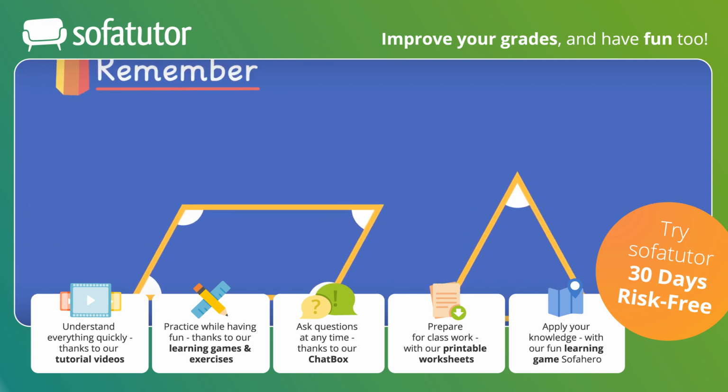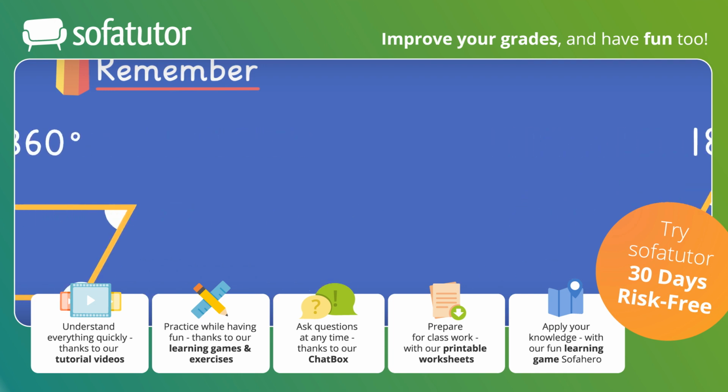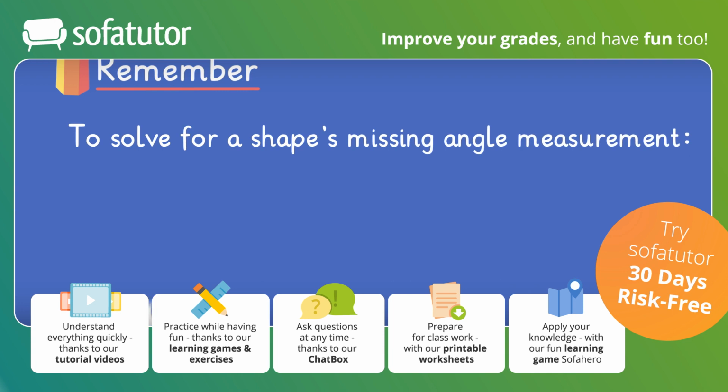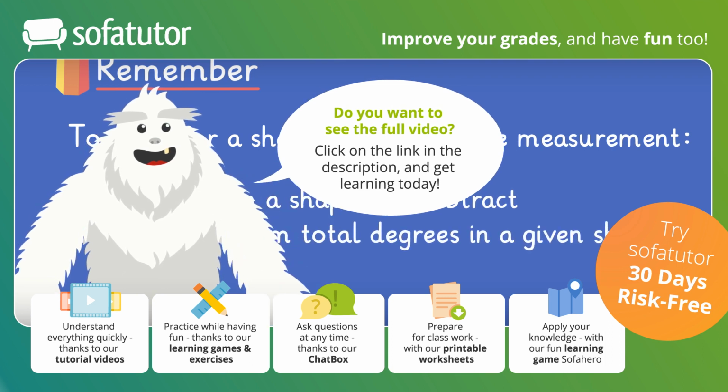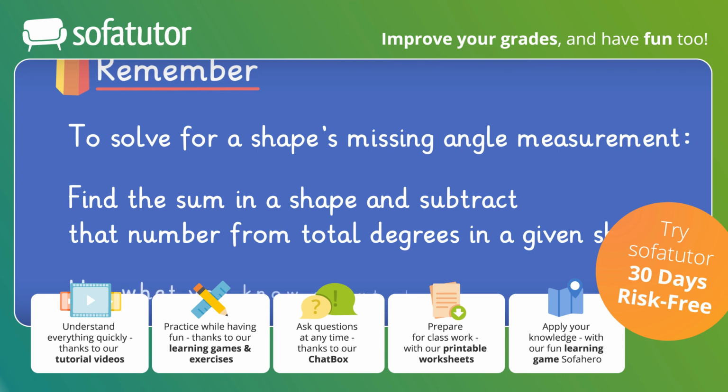Remember, geometric shapes have angles that have set totals. We can solve for missing inside angle measurements in a couple of ways. One way is to find the sum of angles given and subtract that number from total degrees in the shape. Or use what you know about shapes' angles to find the missing degrees.